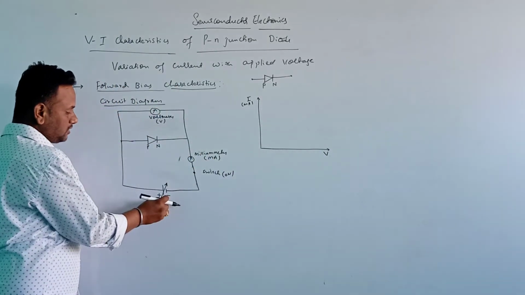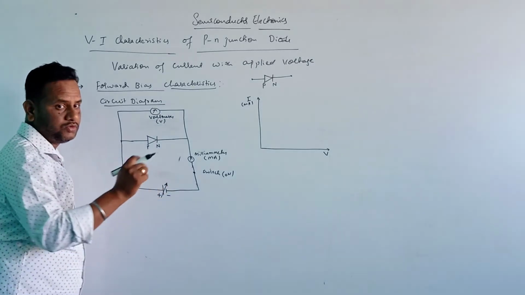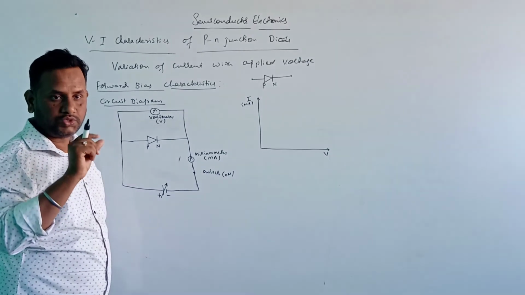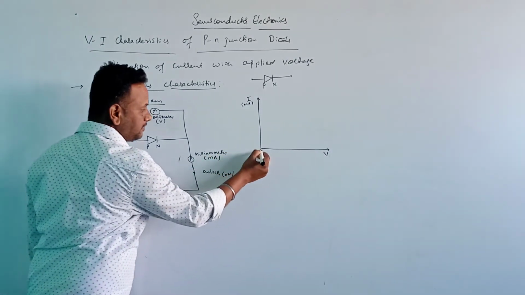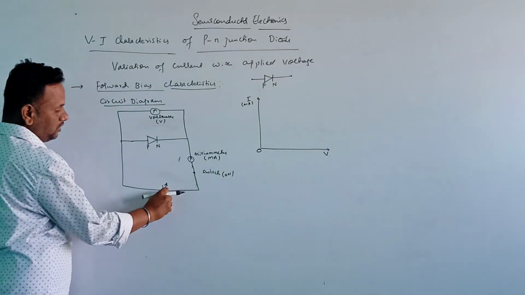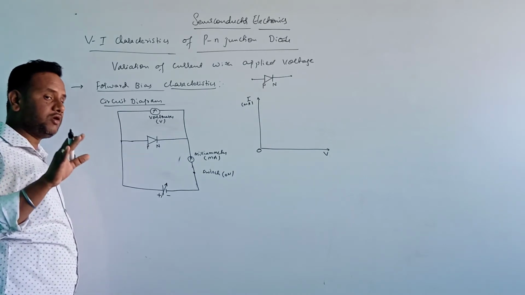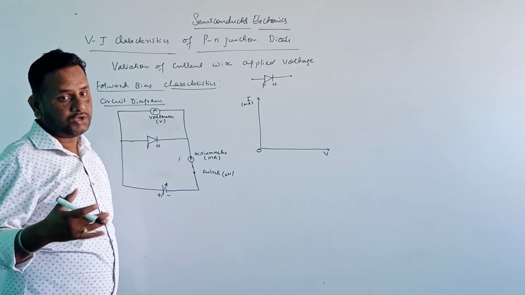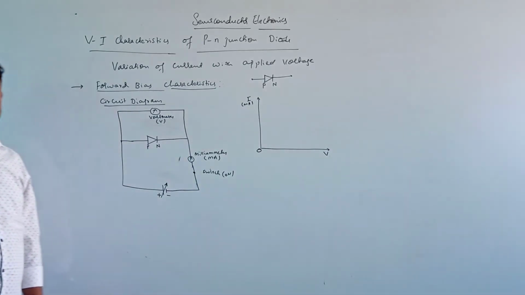Now this arrow is indicating the variable voltage, where I can vary the voltage 1 volt, 2 volt, 3 volt like that. From 0 I am starting here. Now slowly when I change this voltage, as you know how forward bias works, in the last class I explained how the current is going to increase there.